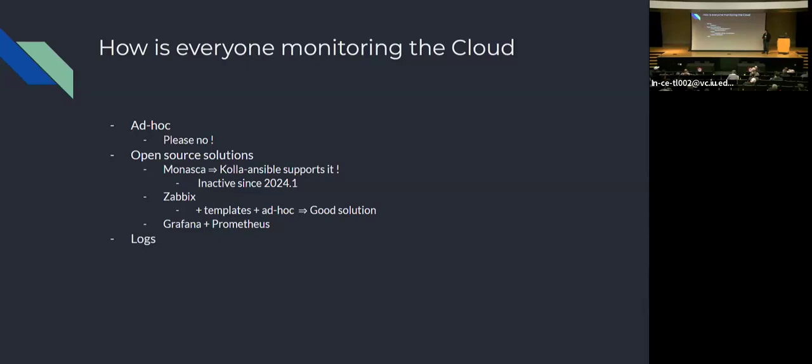For logs, the very common solutions I've seen are Loki and the ELK stack. ELK comes by default with Kolla Ansible using Fluentd. And there are also commercial solutions, such as IBM, Dynatrace, and Datadog monitoring solutions. All of these are a bit pricey to use. So I've seen many people going in the Zabbix and Grafana plus Prometheus realm.